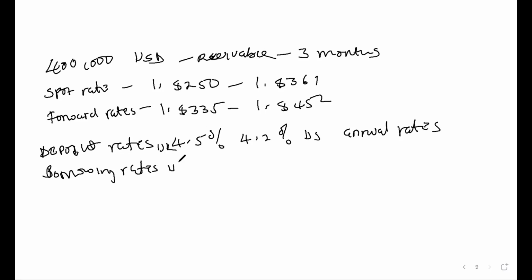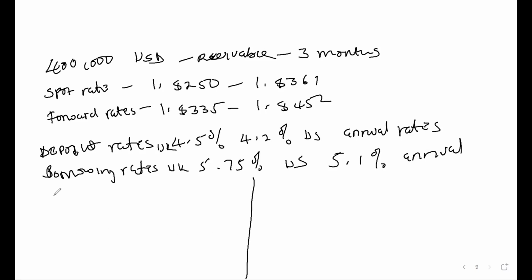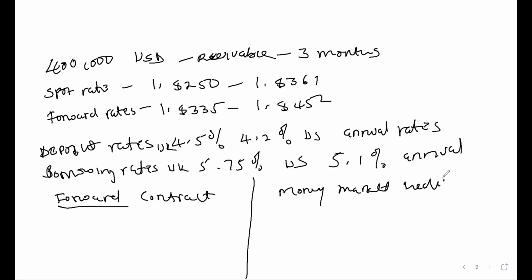We have in UK 5.75%, then in US 5.1%, annual rates. So we have our question: should you opt for forward contract? The procedure is you get the proceeds you'll get if you decide to go for forward contract. Remember, these are receivables. You look at the proceeds you'll get with the forward contract, and the proceeds you get if you decide to go for the money market hedging. Then you can advise the company which option is better, which is giving more proceeds.